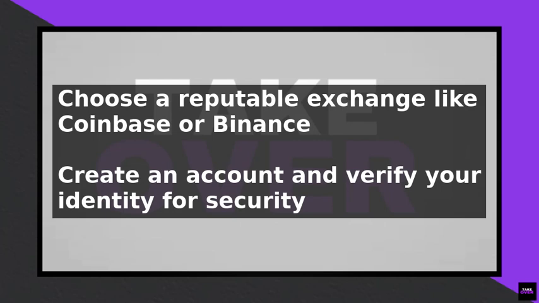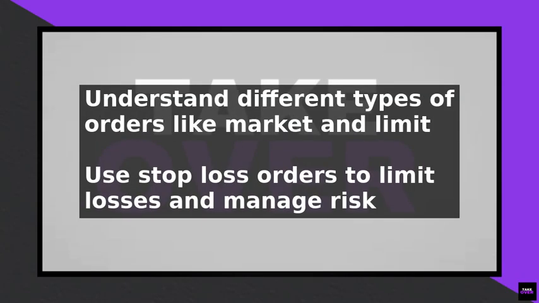Once your account is funded, you can start trading Bitcoin. You can buy Bitcoin at the current market price or set a limit order to buy at a specific price. It is essential to understand the different types of orders you can place when trading Bitcoin. A market order is an order to buy or sell Bitcoin at the current market price. A limit order is an order to buy or sell Bitcoin at a specific price. A stop-loss order is an order to sell Bitcoin when it falls to a specific price to limit your losses.